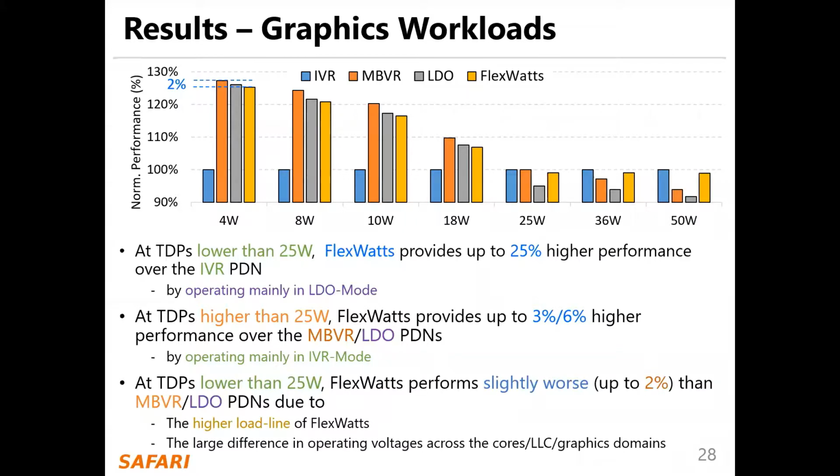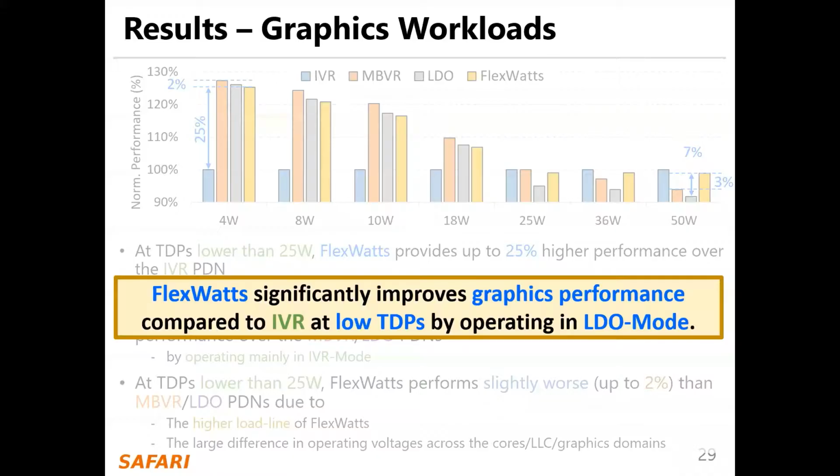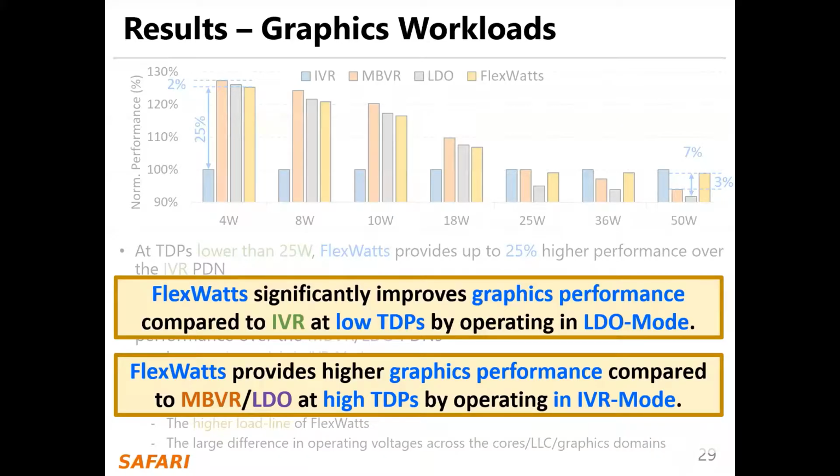At TDPs lower than 25 watts, FlexWatts performs slightly worse than MBVR and LDO PDNs due to the higher load line of FlexWatts, and the large difference in operating voltage across the cores, LLC, and graphics domains. We conclude that FlexWatts significantly improves graphics performance compared to IVR at low TDPs by operating in LDO mode. FlexWatts provides higher graphics performance compared to MBVR and LDO at high TDPs by operating in IVR mode.